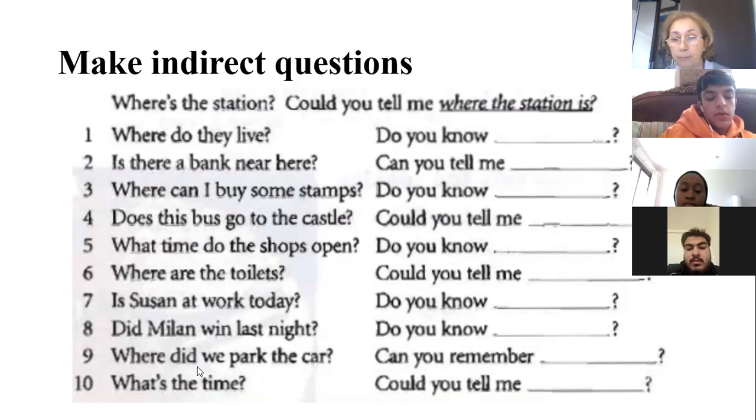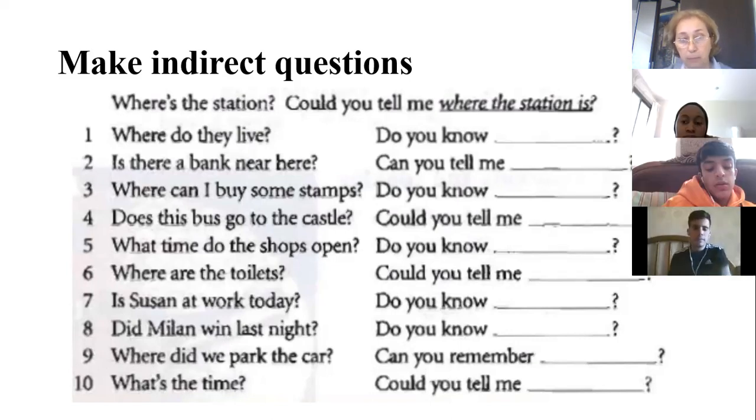Yes, miss. Did Milan win last night? It will be, do you know Milan win last night? This is also a general question. Yes. And we should add if. If Milan win last night? And as far as we do not use did, we should show that it was in the past. Instead of win, we need to use the past simple of win. What is the past simple of win? Won. Yes. Do you know if Milan won last night? Good.